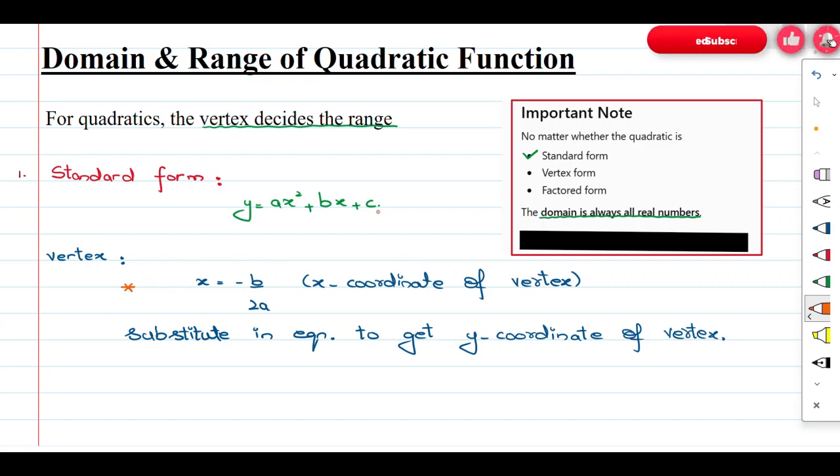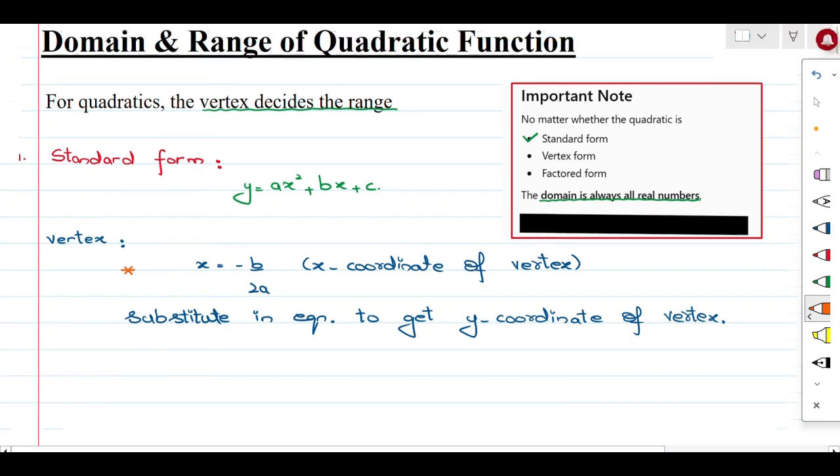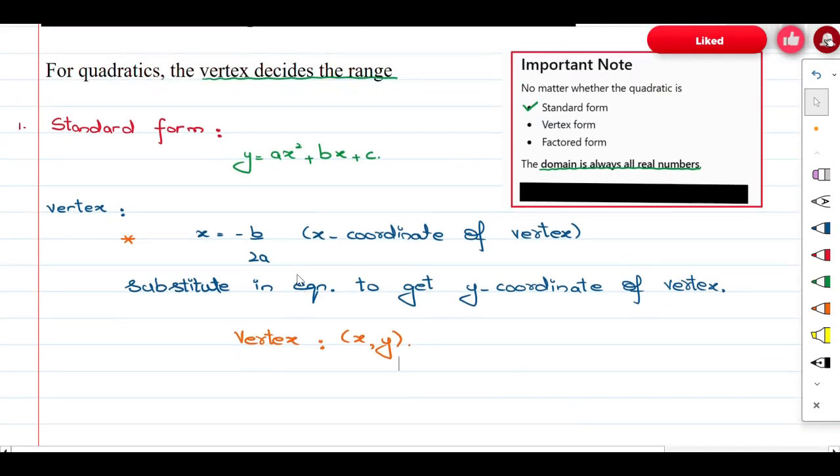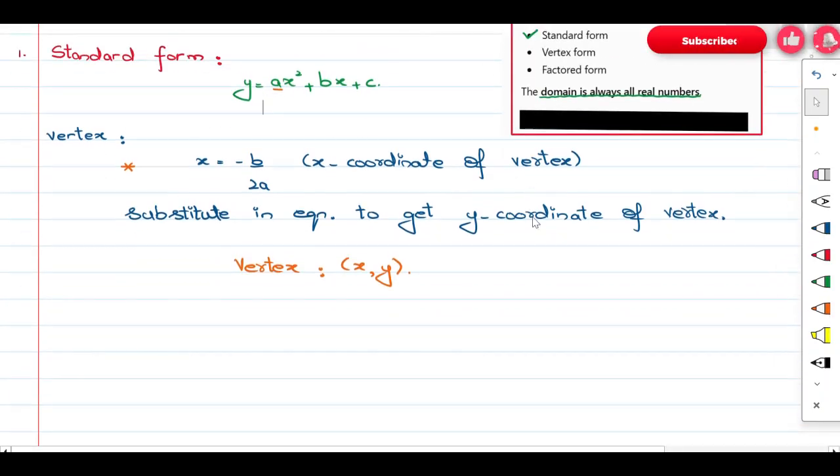Now, after you have the x and the y coordinate of the vertex, what do you have to do? Let's say you have the vertex, some x coordinate and the y coordinate. After getting those, you have to look at a, the coefficient of x squared. If the coefficient of x squared is positive, it means the parabola opens upward, and the vertex is a minimum. Let me write this down.